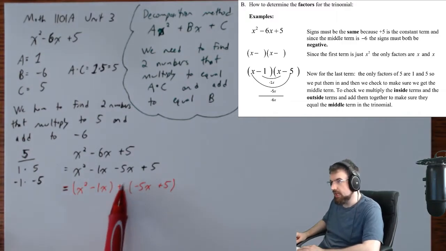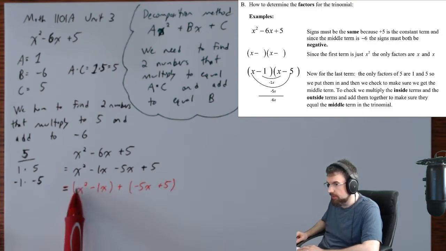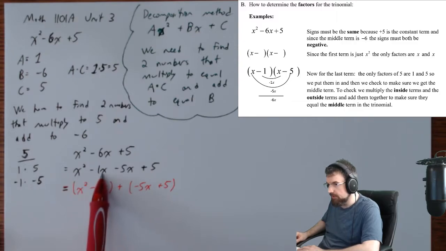Now the reason this changed from a minus to a plus is because I've just grouped these together, because this is a minus 5x plus 5. Minus 5x plus 5 is still here, right? Because I kept the minus there. This is an x squared minus 1x. This is an x squared minus 1x.